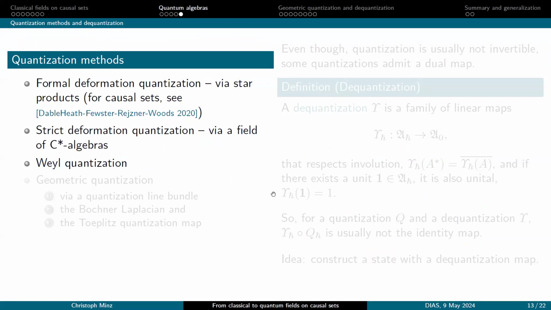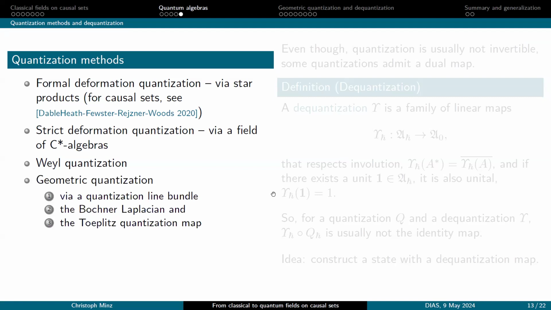So far I've talked about formal deformation quantization as one method. You can also do strict deformation quantization, which gives us the entire field for all values of ħ, where you can make sense of taking this limit, which I'm not going to talk about too much today. Then I've also previously said something about Weyl quantization.